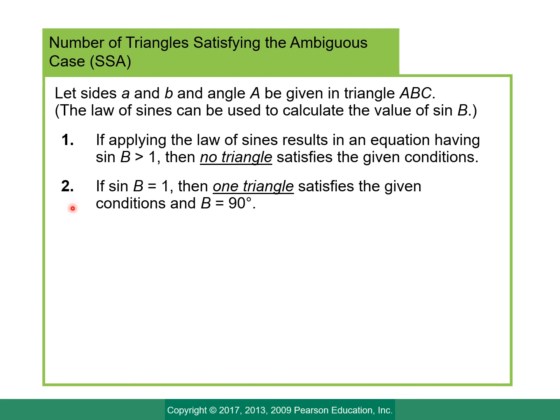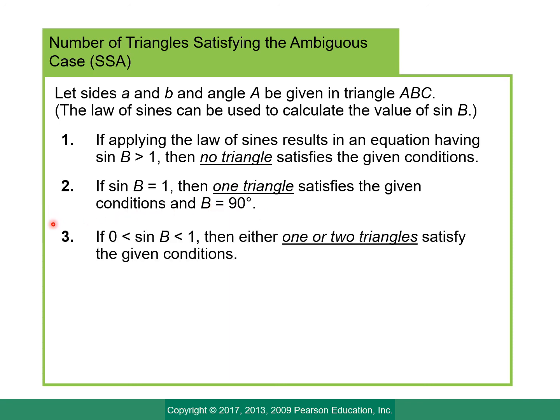Possibility 2: if sine B is exactly 1, then we have exactly one triangle. We know sine of 90 degrees is 1, so B is 90 degrees, and it's actually a right triangle. Possibility 3: if sine of B is between 0 and 1, this has a couple of outcomes, so you have to do a little bit of work here. You might have one or two triangles that satisfy the given conditions.